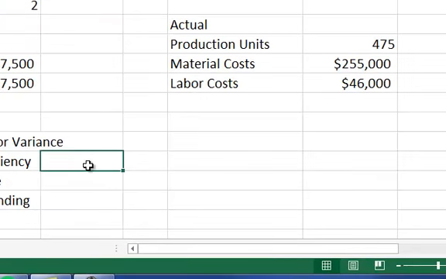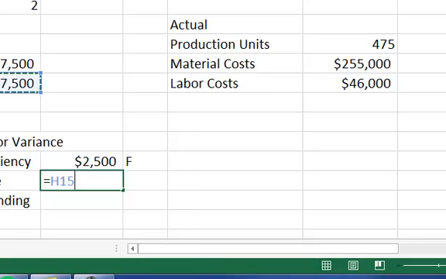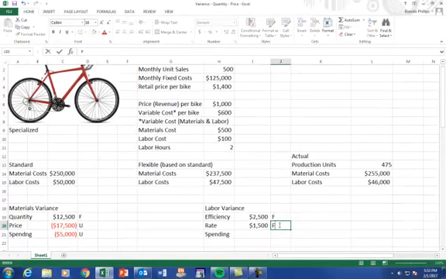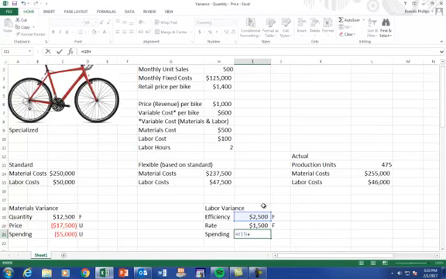And then if we look at labor, we can do the same thing. So we take the standard labor cost, we take the difference based upon the output of 475 bikes, so we have $2,500. Okay, again, this is favorable. Now we take the flexible labor cost, we take the difference of the actual labor cost of $46,000, and so again, it's positive, so that's favorable. So my overall spending variance for labor is positive. Okay, so that's for $1,000.